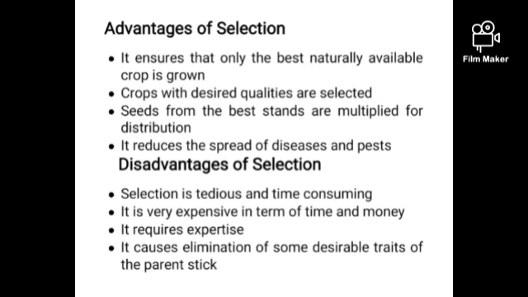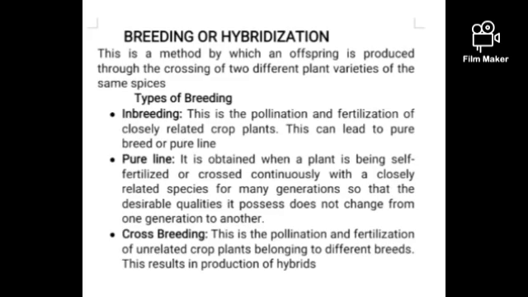Advantages of selection. It ensures that only the best naturally available crop is grown. Crops with desirable qualities are selected. It reduces the spread of diseases and pests. Disadvantages of selection. Selection is tedious and time consuming. It is very expensive in terms of time and money. Selection requires expertise which may not be available.